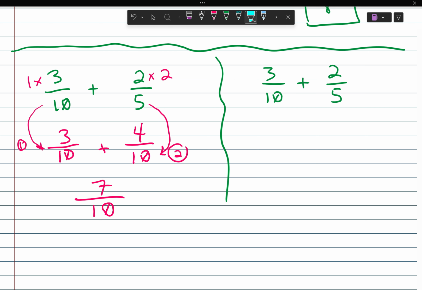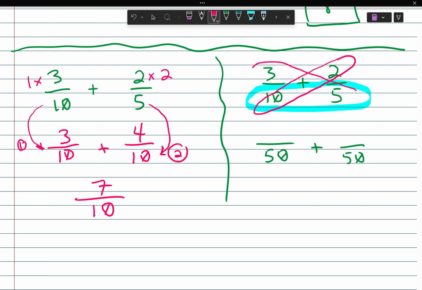Now we're doing the other method where we just multiply the denominators. 10 times 5 is 50. 50 here. And then we say, what's 10 times 2 and what's 5 times 3? Well, 10 times 2 is 20. 5 times 3 is 15. Now they still have the same denominator of 50. 20 plus 15 is 35.